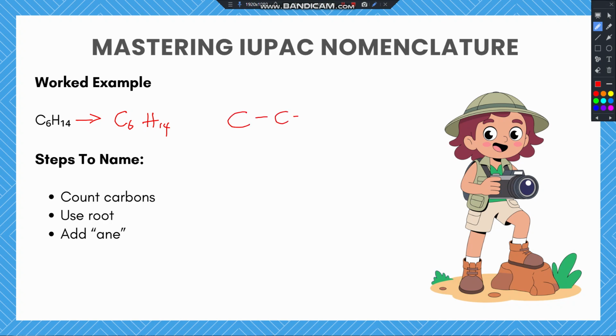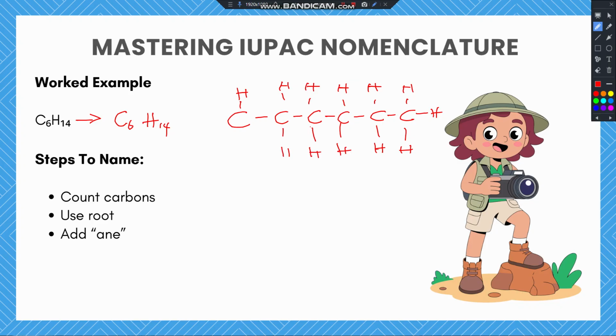1, 2, 3, 4, 5, and 6: 6 carbon atoms. Let's draw the hydrogen atoms that are attached to it. So I have 3, 4, 5, 6, 7, 8, 9, 10, 11, 12, 13, and 14 hydrogen atoms.